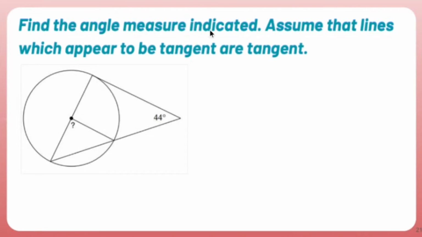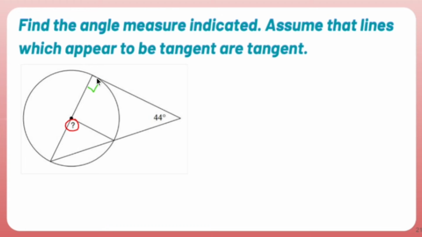Find the angle measure indicated. Assume that the lines which appear to be tangent are tangent. So there's only one line that appears to be tangent, and it's U. My goal is to find this fella right here. I know you're 44. So this is what I'm going to do.